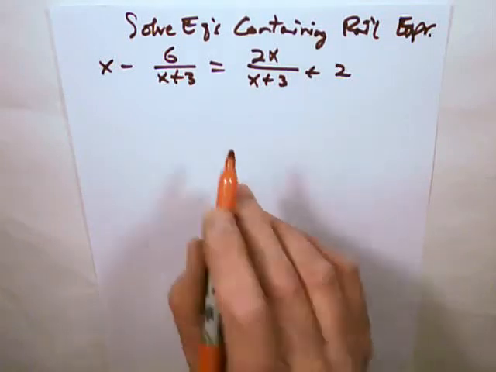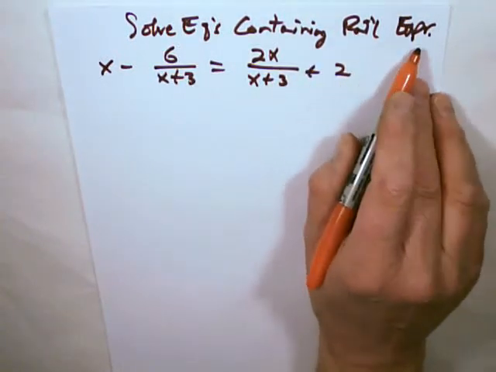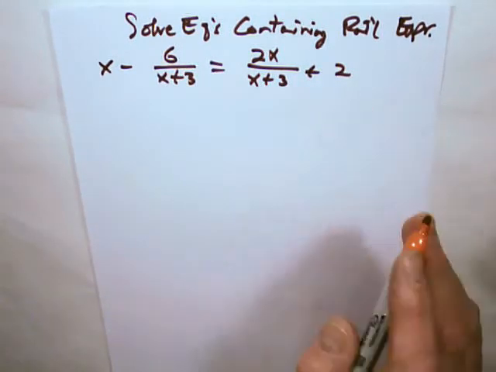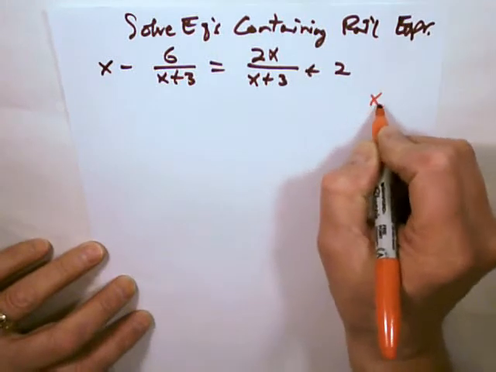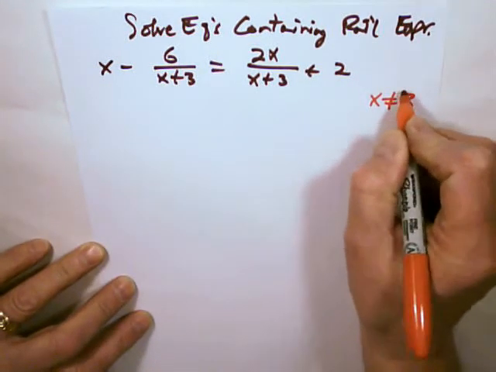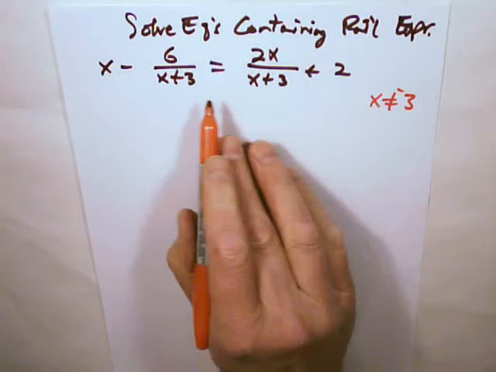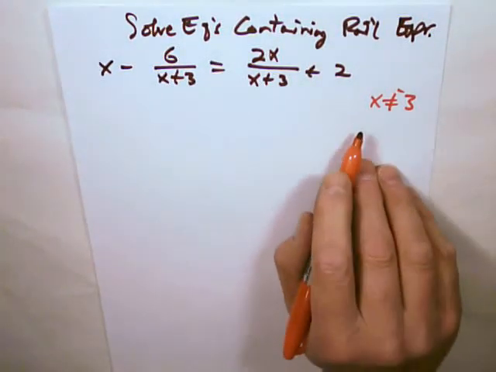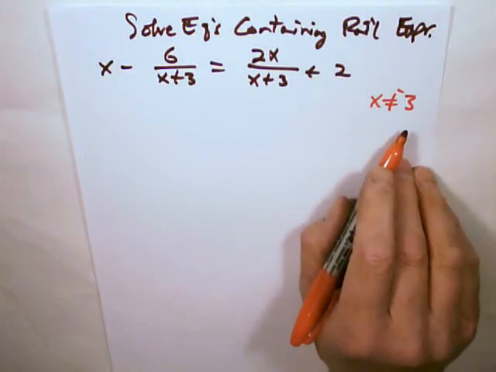Okay, I'm going to do another example of solving equations that contain rational expressions. Let's consider this equation right here. Right off the bat, I want you to notice that we cannot have x equaling -3. If x equals -3, these denominators become 0. That's going to become a key point in this particular example.